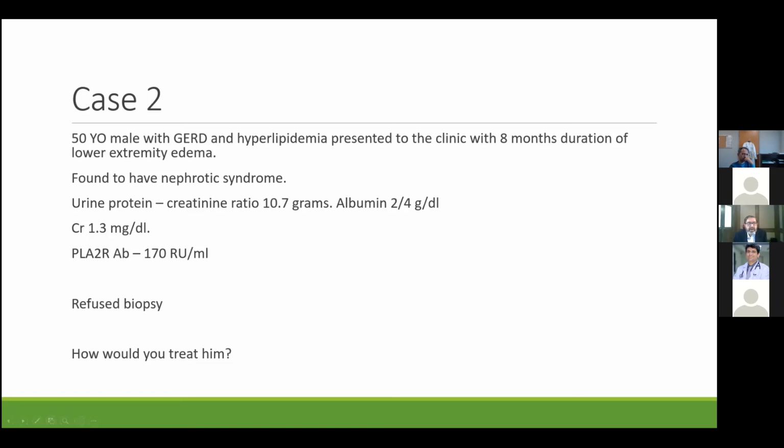So how would you guys treat them? After going through this diatribe of cases and data, what is the consensus? Who would choose Ponticelli, and who would choose rituximab, and who would use a calcineurin inhibitor? Anyone? Any takers? Umar, my friend, what would you do?